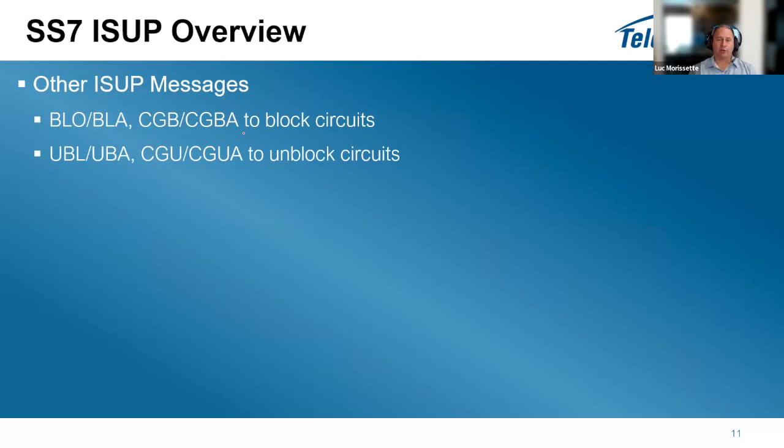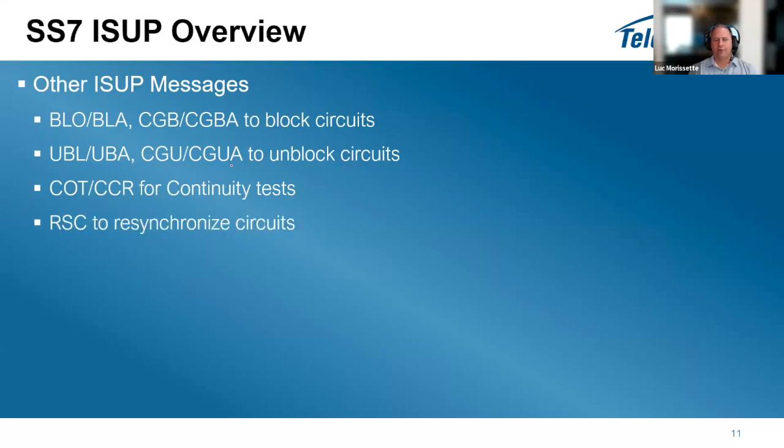Then you can unblock the circuits, so it's UBL messages, acknowledge, circuit group unblock, acknowledge. You have COT or CCR for continuity tests. I will show you some examples of this. You have RSC to resynchronize circuits. So it could happen that for some reason the ISUP stacks become confused with each other. So you can send a reset and that will resynchronize all the circuit states.